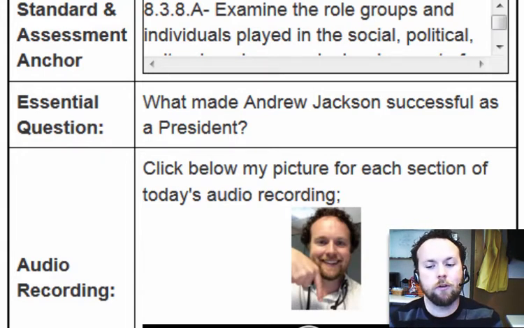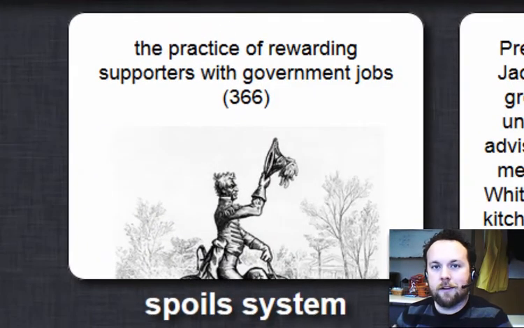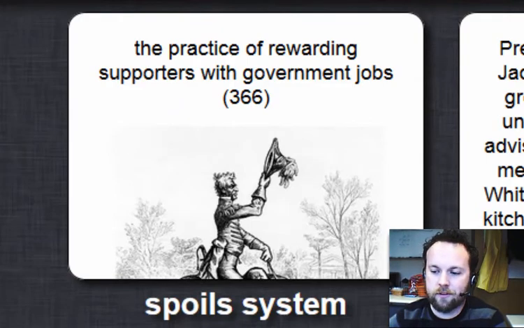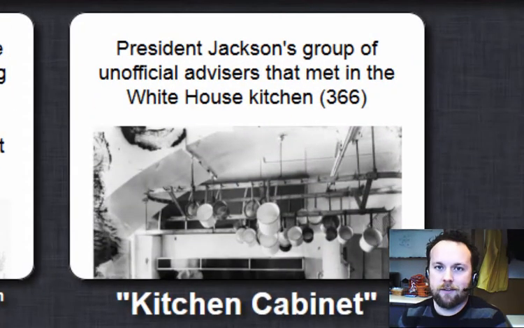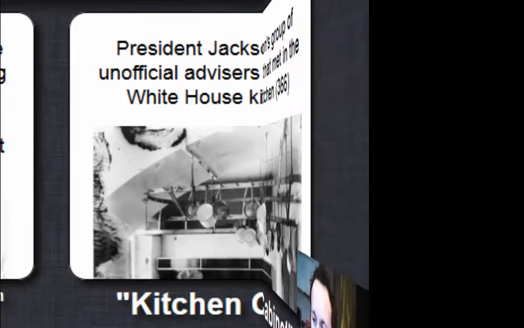As you can see, I've also done an audio recording for today, so if you would prefer to use that, you can just hit stop on this video and continue on with the audio recordings. Otherwise, let's get into our key terms. We only have two of them: spoil system and kitchen cabinet. This particular kitchen cabinet is not the same one that you will find in your own house, but we'll talk about that in just a few minutes.